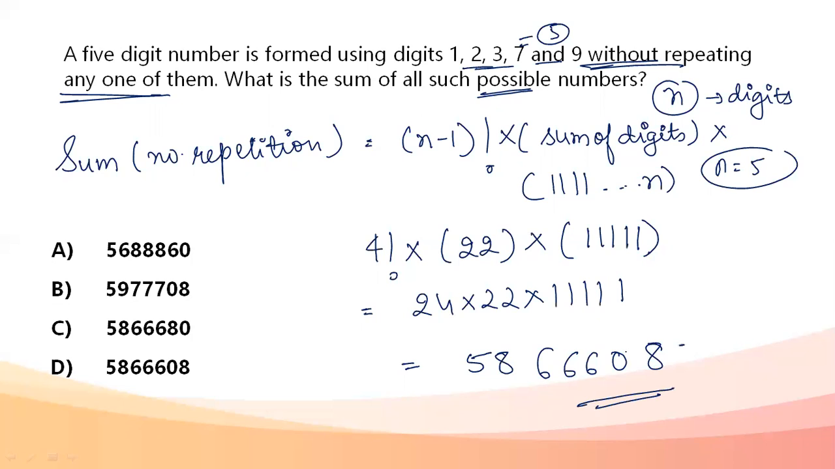When we do this multiplication, it comes out to be 58660608. My answer is option D.